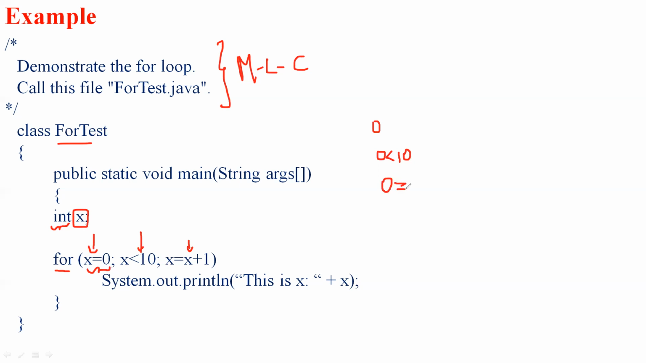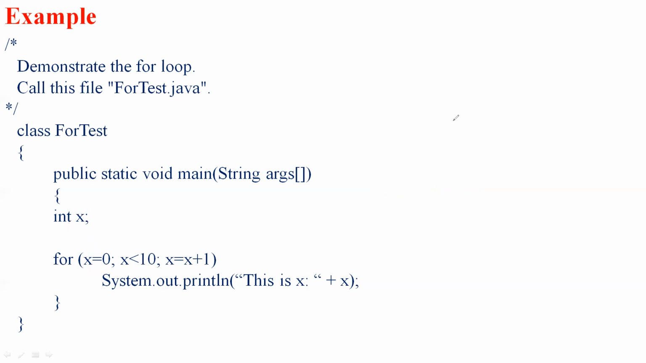Then x becomes 0 plus 1, so the value of x is now 1. Once the given condition is true, it iterates back. Let's see how the program actually works with this for loop statement.